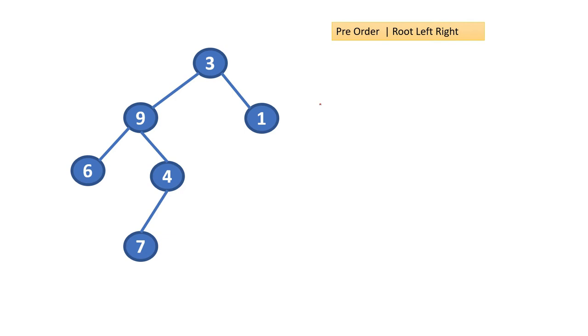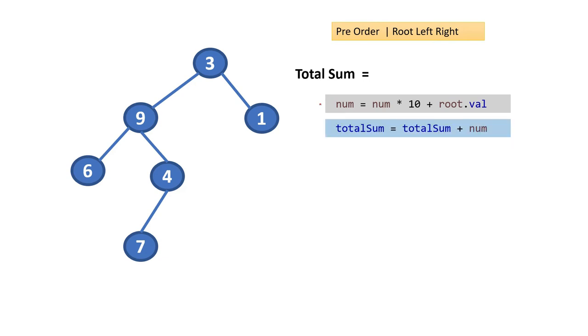So for solving this problem, we need some variables. One is total sum, where actually we'll keep the sum of these three numbers. What formula will apply here is, first we will do total sum equal to total sum plus num. This one will apply for each and every node, and these two together will apply when we reach the leaf node. So first our total sum will be 0.